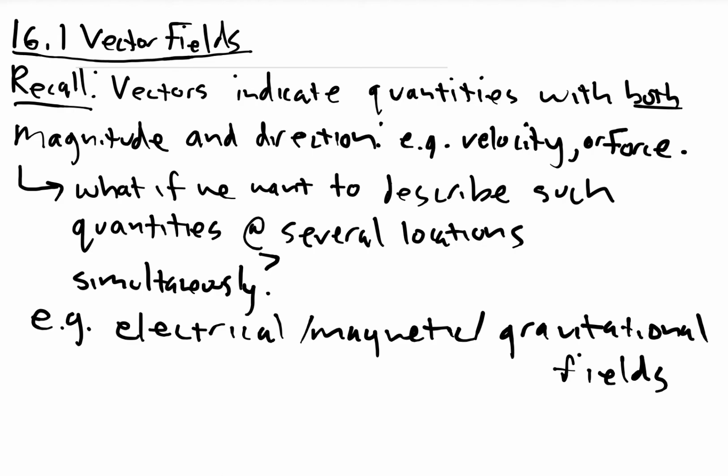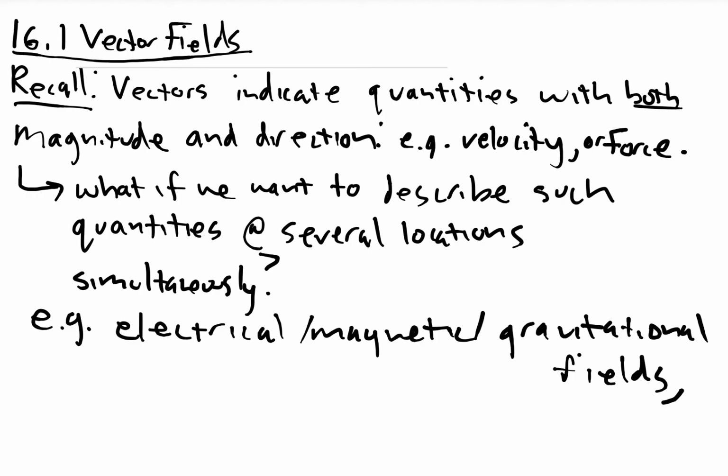Maybe the forces might not be the same at every location. Basic example, if I'm looking at Earth's gravitational field, sure, we have this idea that gravity points down, but down for me is different from down for someone in Australia. So different locations are going to induce different vectors related to that gravitational field.